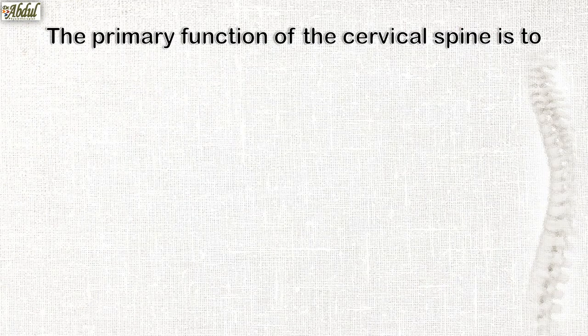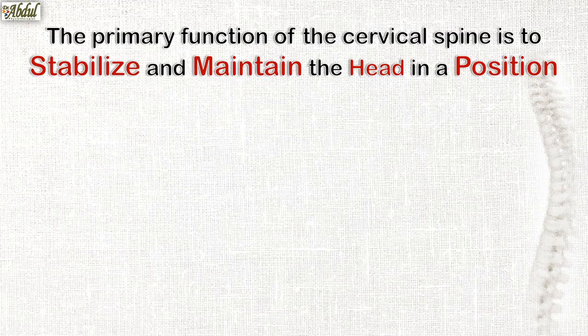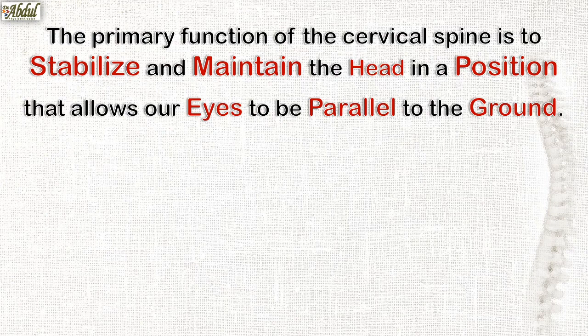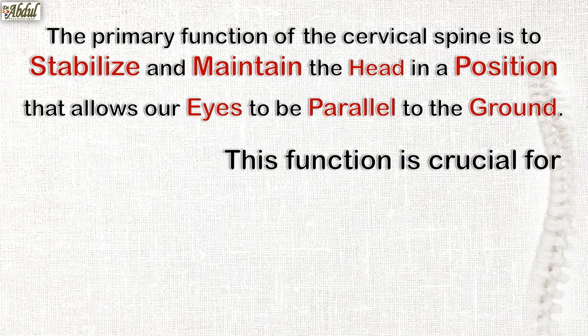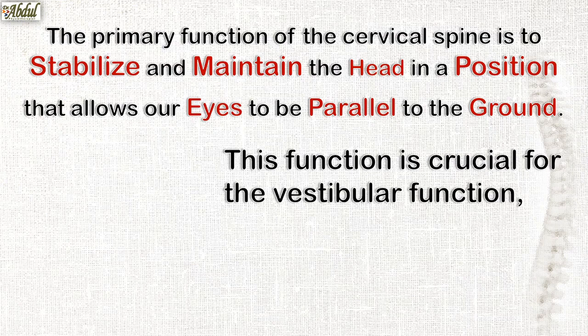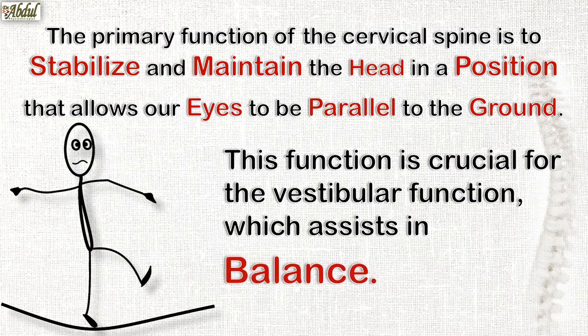The primary function of the cervical spine is to stabilize and maintain the head in a position that allows our eyes to be parallel to the ground. This function is crucial for the vestibular function, which assists in balance.